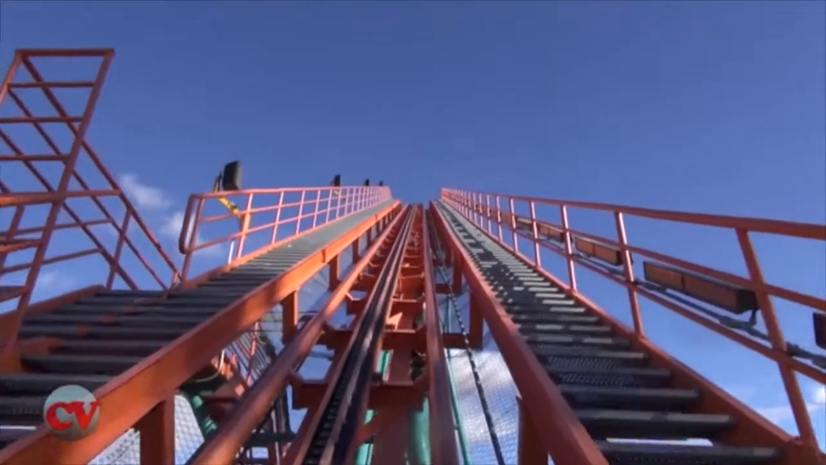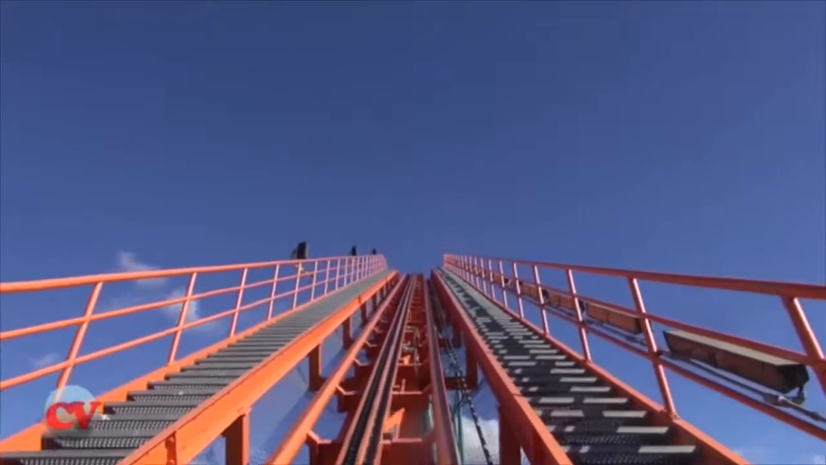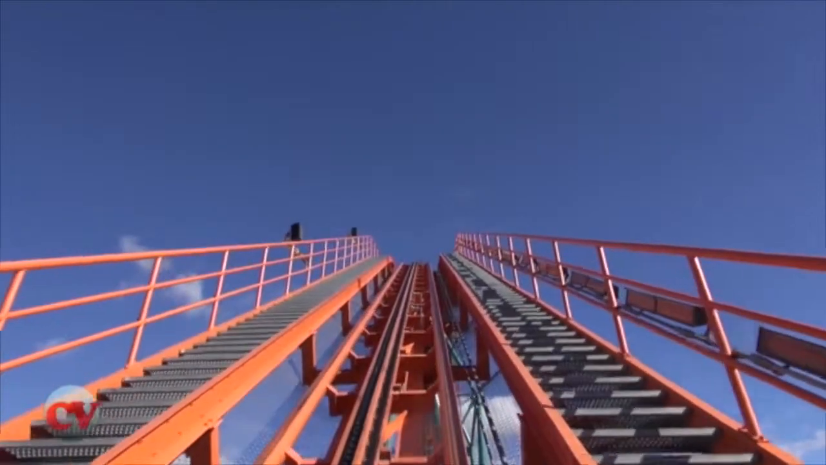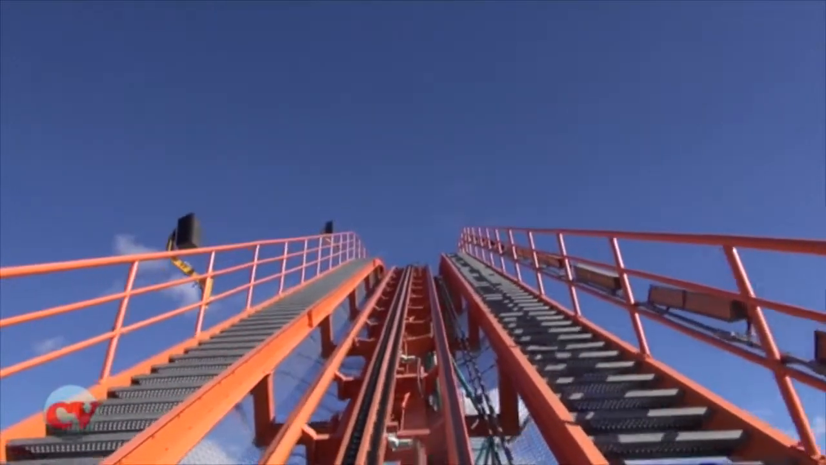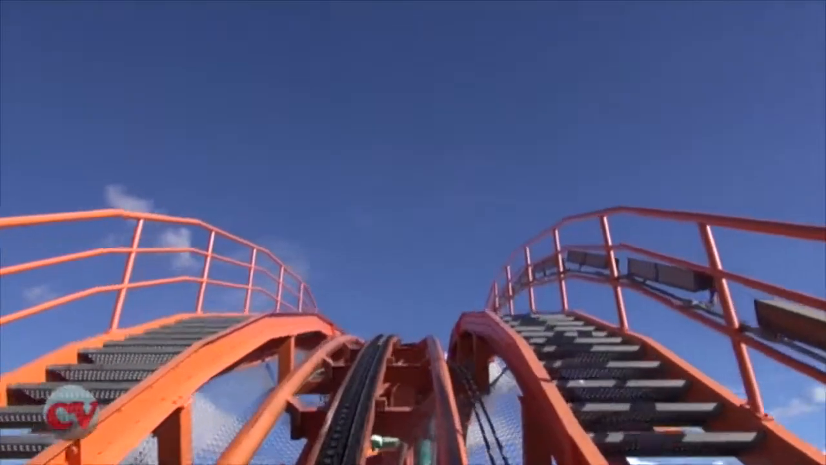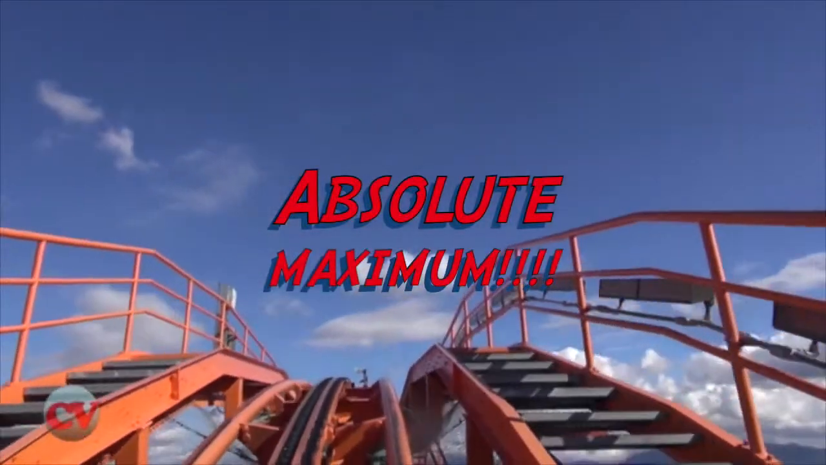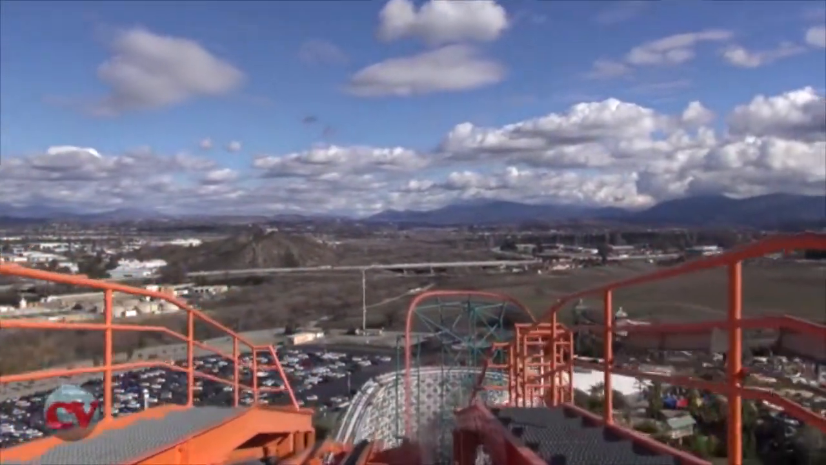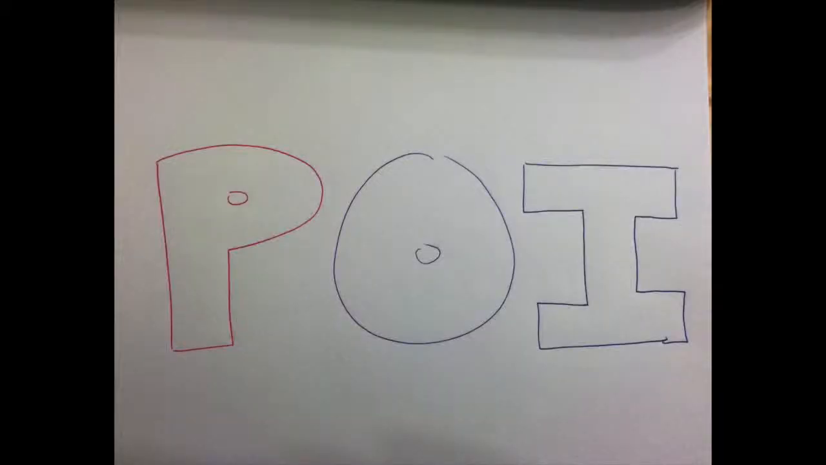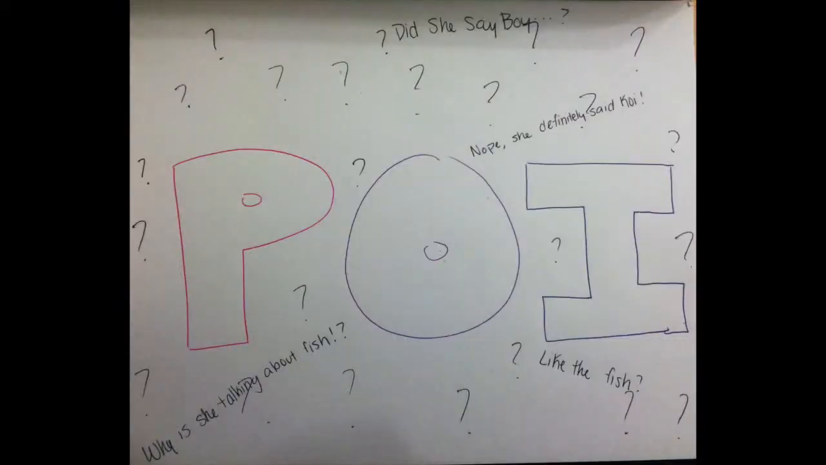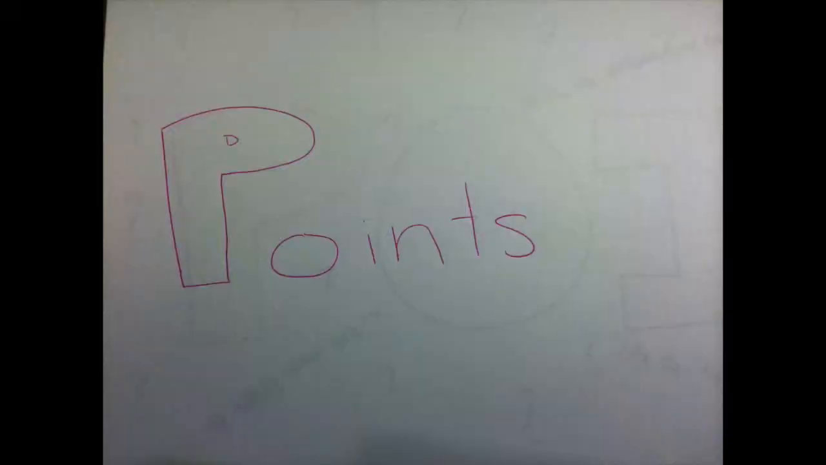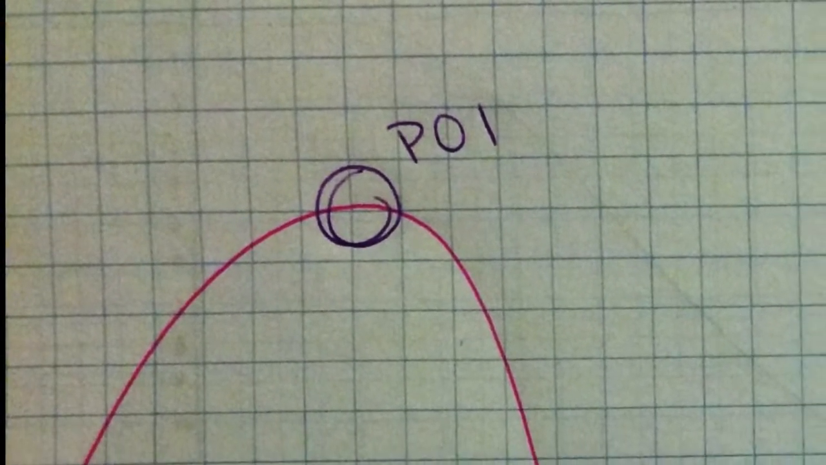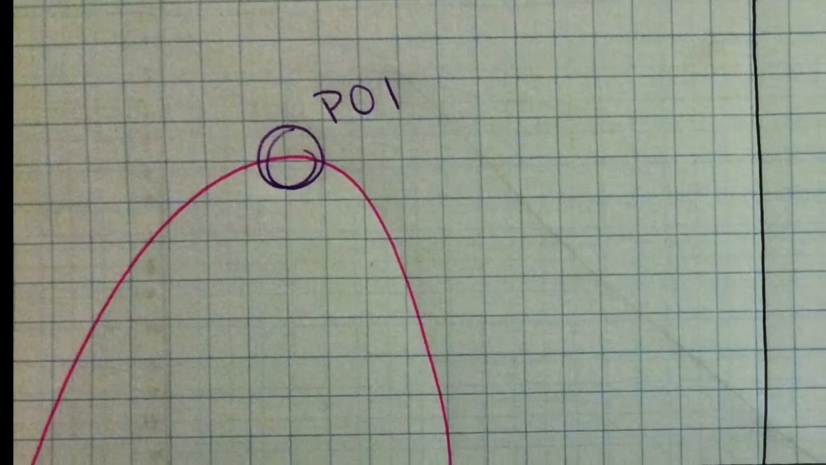Alright, back to the ride. As the music changes, we begin to meet our absolute maximum. Now before I show you why this maximum is so absolute, let's talk about poi. I should probably tell you what poi is. Poi stands for points of inflection. The point of inflection on a graph is the point where a line is changing from increasing to decreasing.